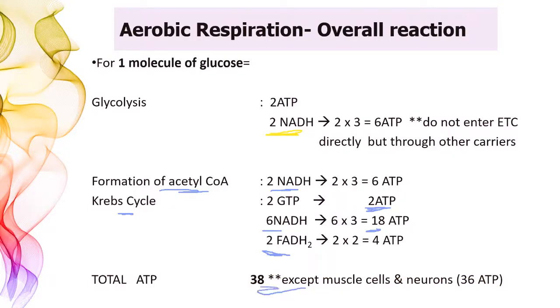And this 38 will not be the same in muscle cells and neuron cells, which will only produce 36 ATP. The difference is in the NADH from glycolysis. This NADH is produced in the cytoplasm, but it will need to move into mitochondria so that it can reach the electron transport chain. In order for this NADH to enter the mitochondria, they will use different types of shuttle. So this different shuttle mechanism is what makes the difference whether it is 38 or 36 ATP.